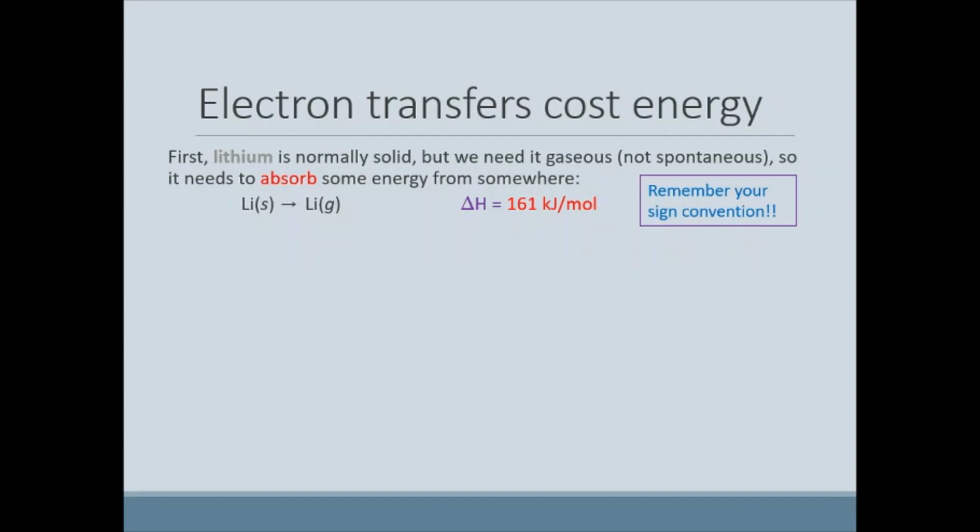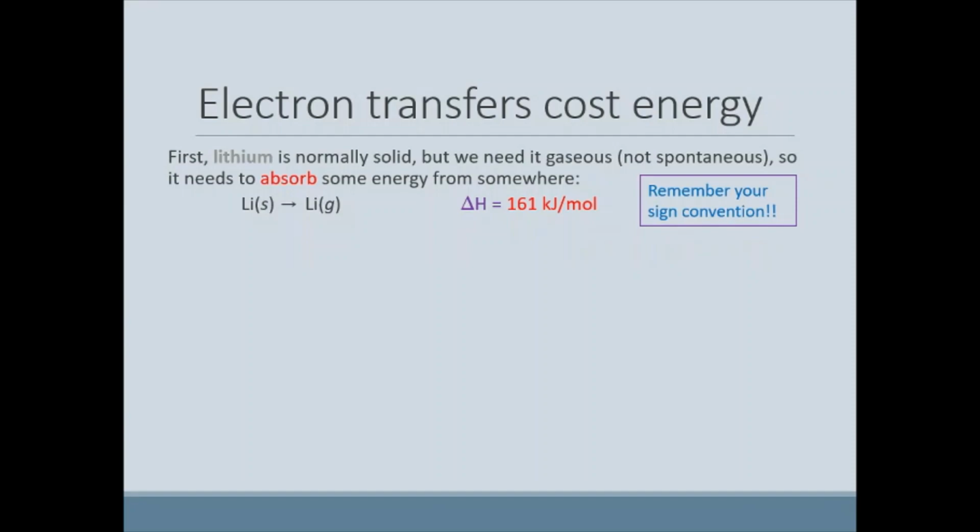And so in these cases, it's going to have to absorb 161 kilojoules of energy for every 1 mole of solid lithium. One thing we talked about in the past is that this is just delta H, the energy required for this reaction to occur. And as soon as we have lithium in a gaseous state, lithium itself is not going to do us any bit of good.